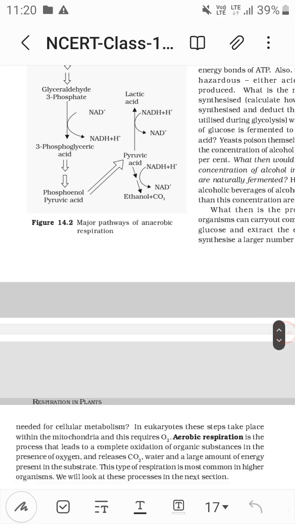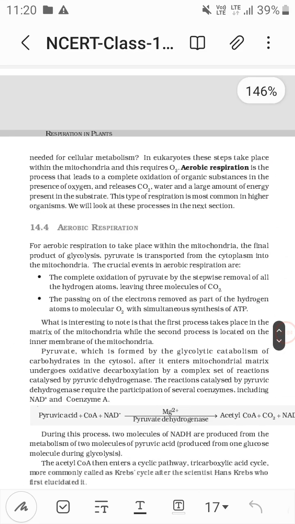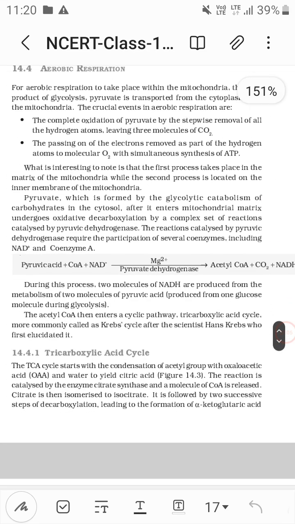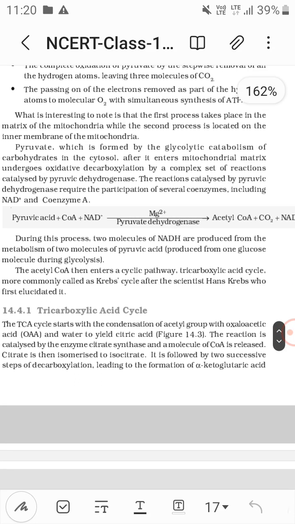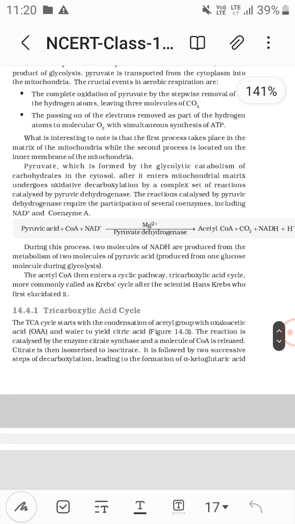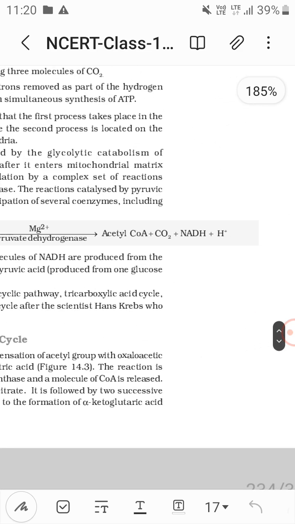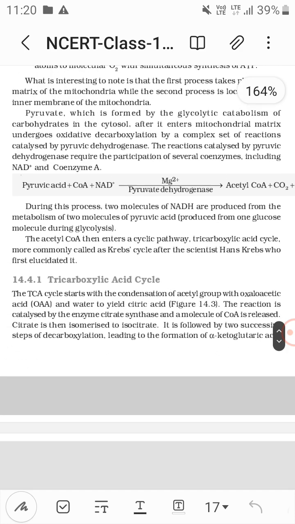Major pathways of aerobic respiration. Here, pyruvic acid plus coenzyme A plus NAD plus, in the presence of magnesium and pyruvate dehydrogenase, forms acetyl coenzyme A plus CO2 plus NADH plus H plus. So this is the reaction.